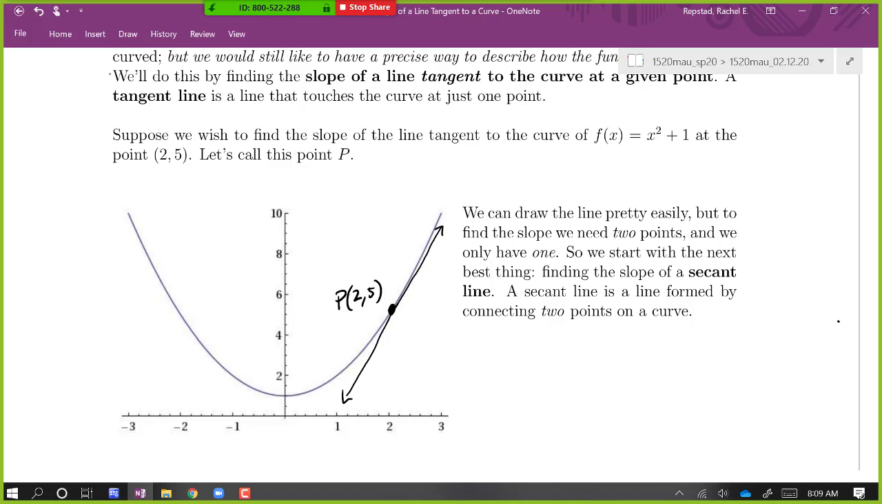So what we're going to do is get the next best thing to a tangent slope, and that is we're going to find the slope of a secant line. You get a secant line by connecting two points on a curve. So I'm going to scroll down onto this next page here.